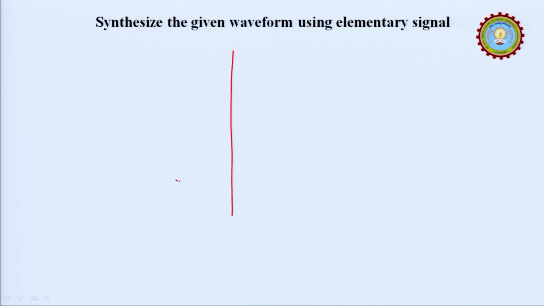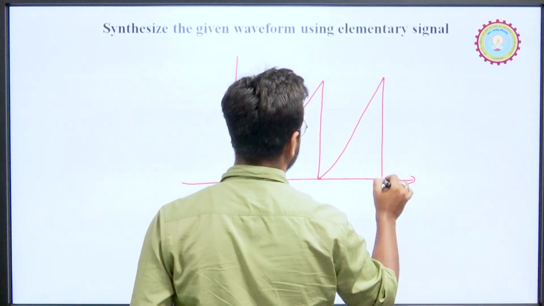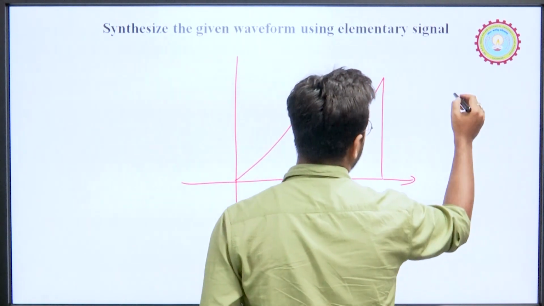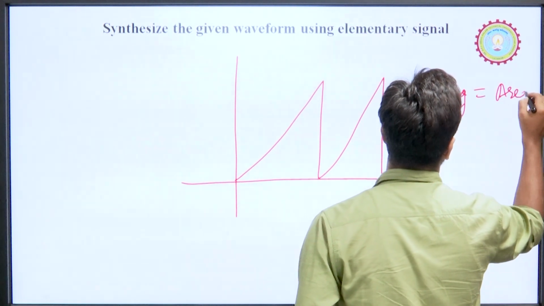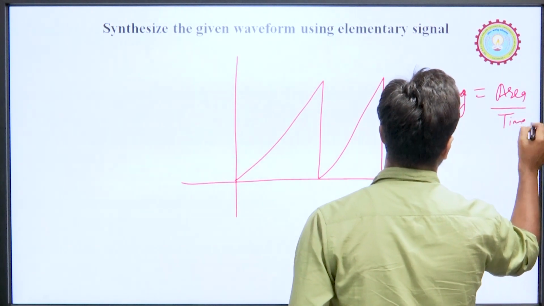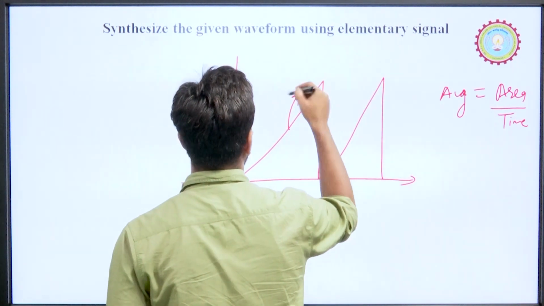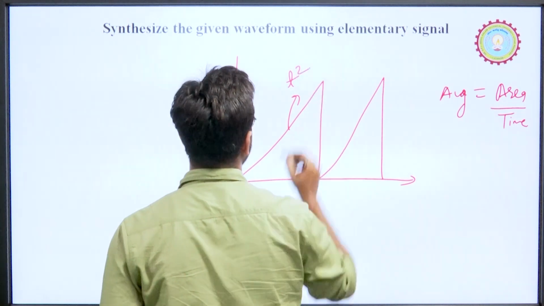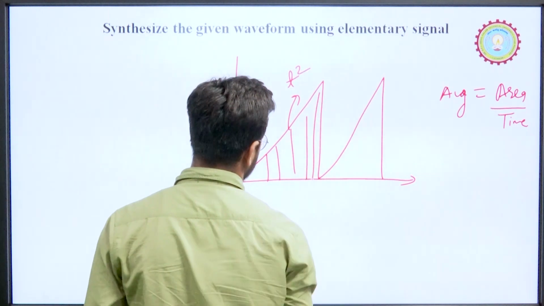So, what we were doing, we were calculating the average value of a given signal. So what I told, average is equal to what? Average is equal to area upon time period. Suppose this is a parabolic signal. So how do we represent a parabolic signal? By t square. So let us find it for this signal.